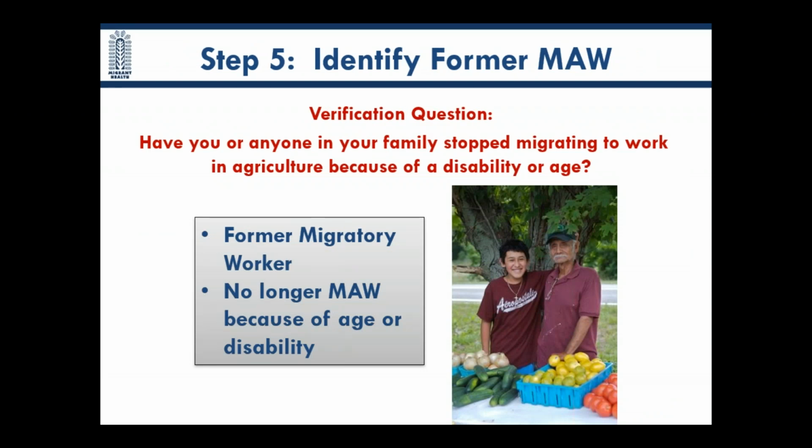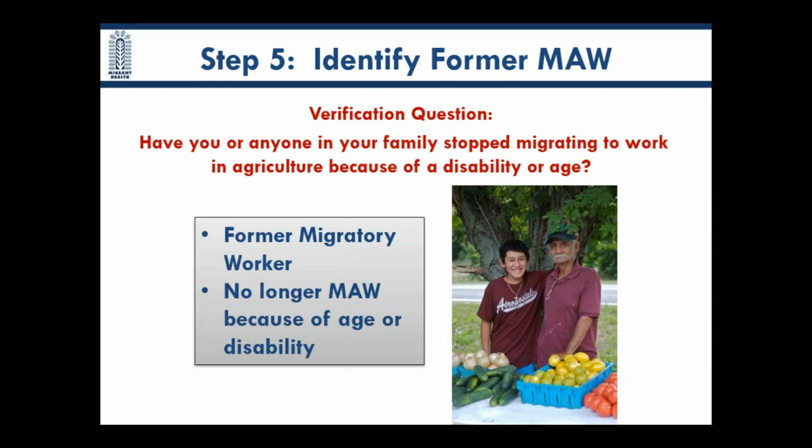And in step 5, we want to identify former migratory ag workers. So the verifying question is, have you or anyone in your family stopped migrating to work in agriculture because of age or disability? Aged and disabled are considered, again, former migratory workers. So if you have someone that is no longer able to travel because of that reason, then we would count them the same as there'd be a migratory worker in your UDS. And again, this doesn't apply to seasonal workers, just former migratory.